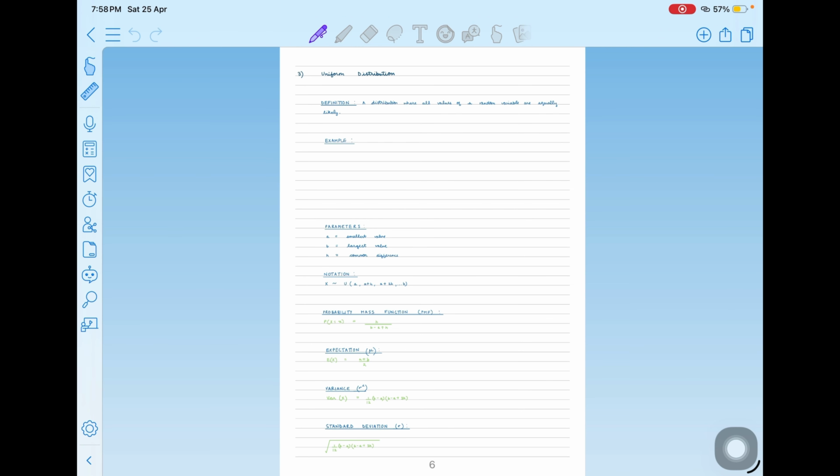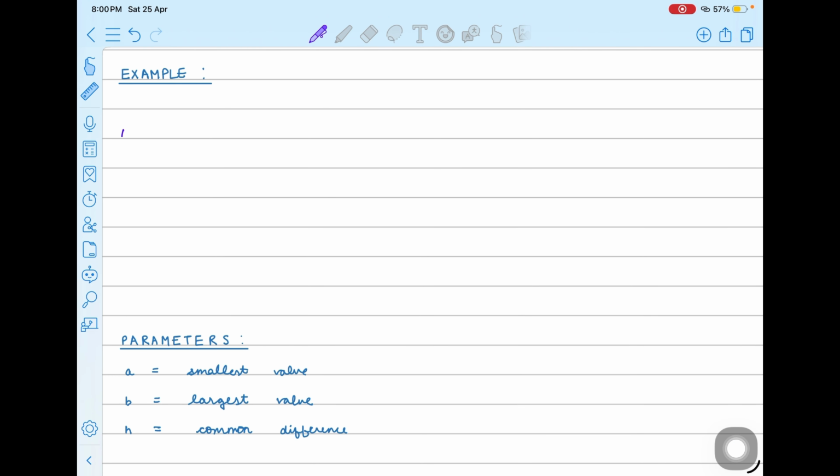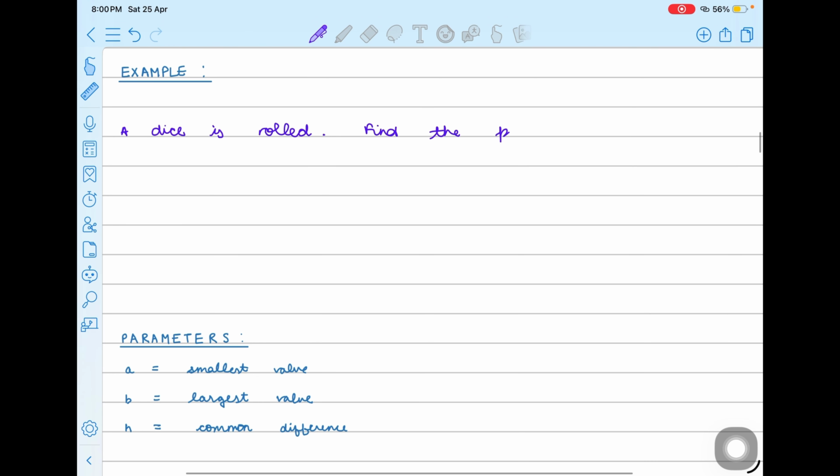Uniform distribution. A discrete uniform distribution is a distribution where all values of a random variable are equally likely. So, there is no value that is more likely than the other. Everything has the same probability. For example, a die is rolled. Find the probability of getting 2.